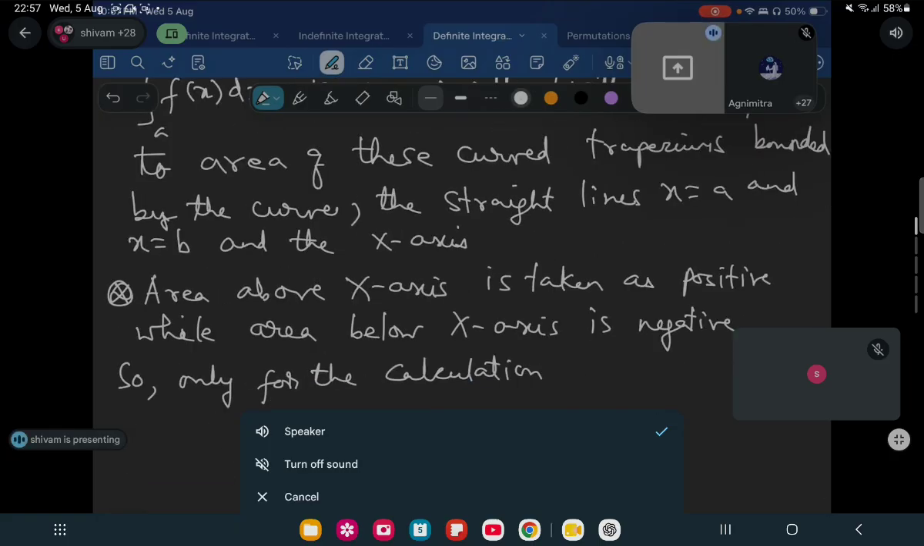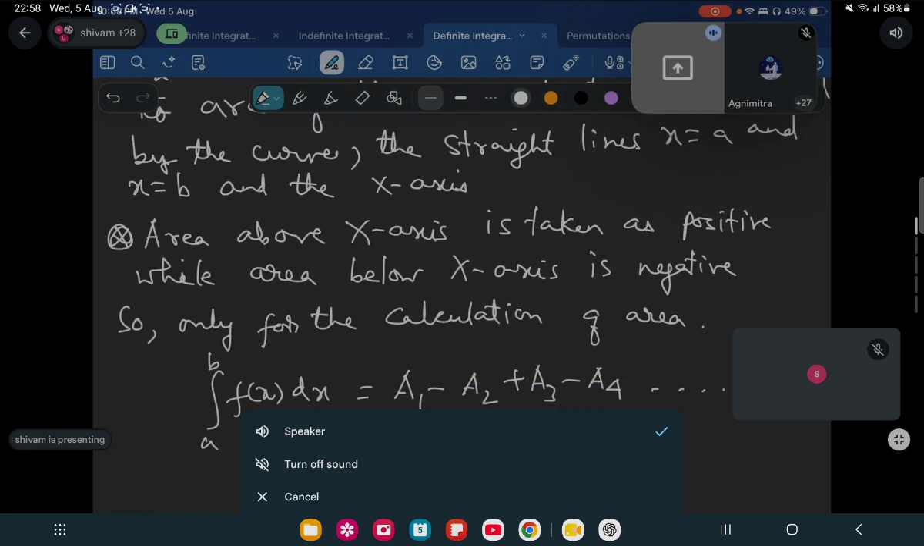To find the integral of f of x dx, or the calculation of area, the integral of f of x dx from a to b will be equal to a1 minus a2 plus a3 minus a4, and so on.